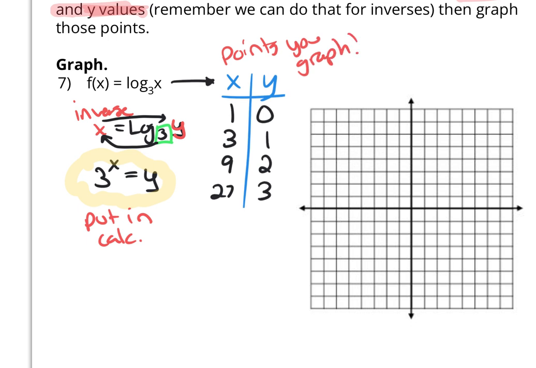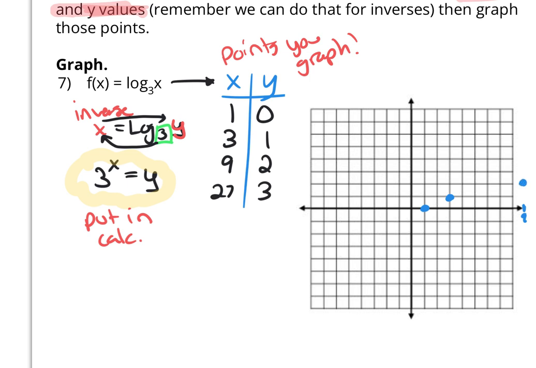Okay? That's what we're going to do now. So let's do it. (1, 0). 1, 2, 3, (3, 1). (9, 2). I don't even know if I could fit 9. Let's see. 4, 5, 6, 7, 8, 9. Yeah, I'll go over here. This is 9. (9, 2).